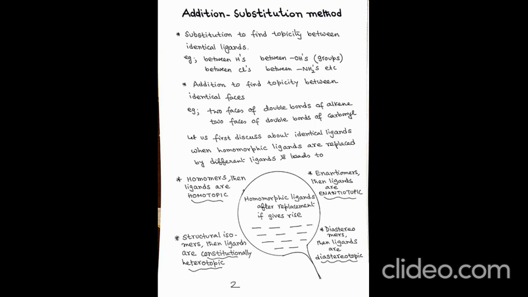And as we have already discussed, stereoheterotopic ligands or phases can be of two types. Here after substitution, if we get enantiomers, then those ligands are enantiotopic. And finally, after substitution, if we get diastereomers, then those ligands will be considered as diastereotopic ligands.